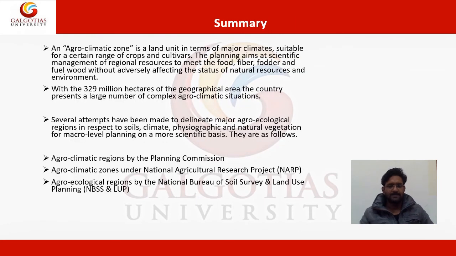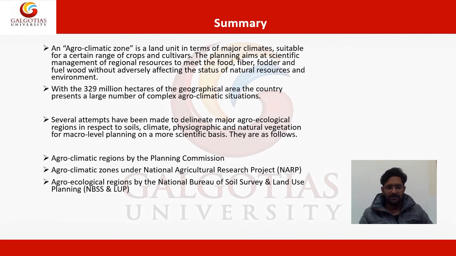Now let's summarize the lecture. An agroclimatic zone is a land unit in terms of major climate suitable for a certain range of crops and cultivars. The planning aims at scientific management of regional resources to meet the food, fiber, fodder and fuel needs without adversely affecting the status of natural resources and environment.